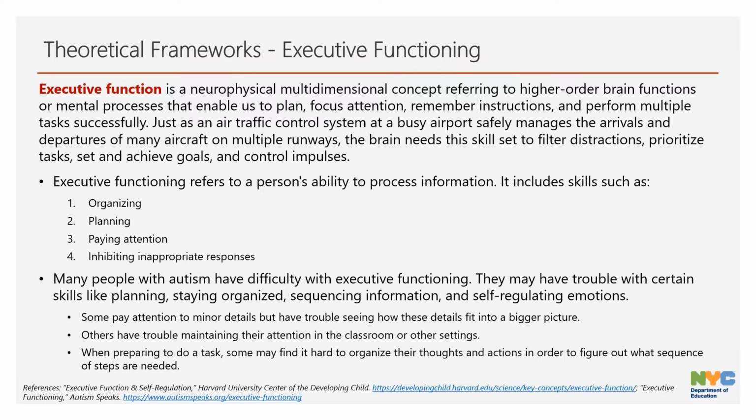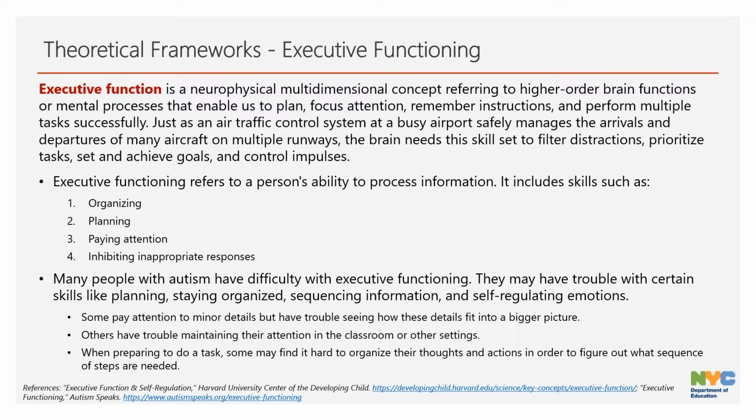Another theoretical framework: executive functioning. Executive function is a neurophysical multidimensional concept referring to higher order brain functions or mental processes that enable us to plan, focus attention, remember instructions, and perform multiple tasks successfully. Just as an air traffic control system at a busy airport safely manages the arrivals and departures of many aircraft on multiple runways, the brain needs this skill set to filter distractions, prioritize tasks, set and achieve goals, and control impulses. Executive functioning refers to a person's ability to process information.